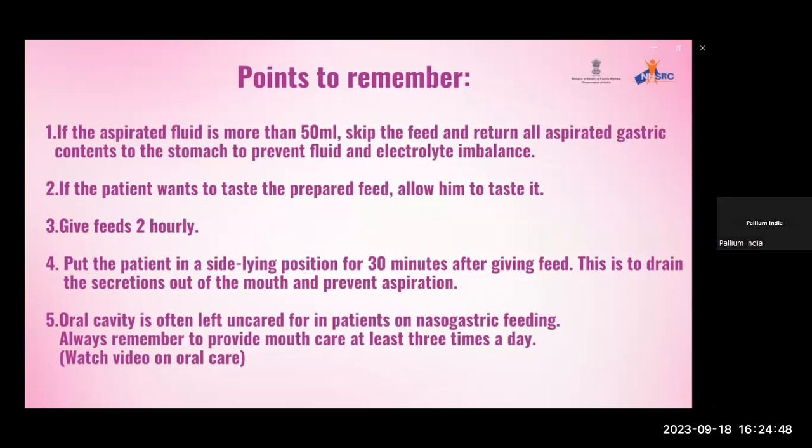Oral cavity is often left uncared for in patients on nasogastric feeding. Always remember to provide mouth care at least 3 times a day. Watch video on oral care.